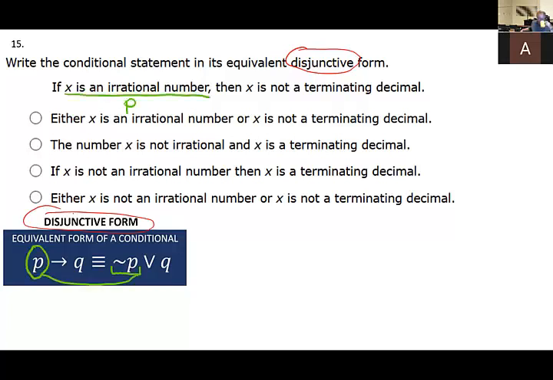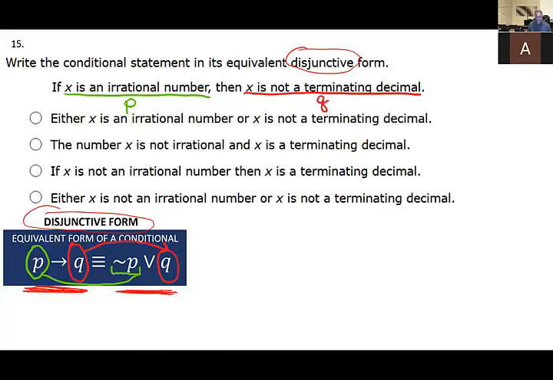So the original statement said if X is an irrational number, that would be like your P. If P, then X is not a terminating decimal, that would be like the Q. So if I'm matching it up to the formula, if I'm looking down to the lower left, I circle the P's in green and the Q in red. And that formula says you can take the left side of that equation and rewrite it in an equivalent form like the right-hand side.